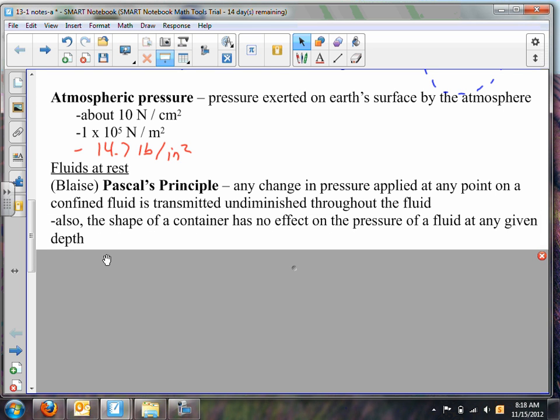The other thing that's interesting is that the shape of a container has no effect on the pressure. The only thing that matters for how much pressure there is, is the depth of the fluid, and obviously the type of fluid. If you had a more dense fluid, it can exert a greater force, therefore greater pressure. But if you have a thin tube, a thick tube, a swirly tube, it doesn't affect the pressure. The only thing that affects it is the depth or the height of the liquid in that container.